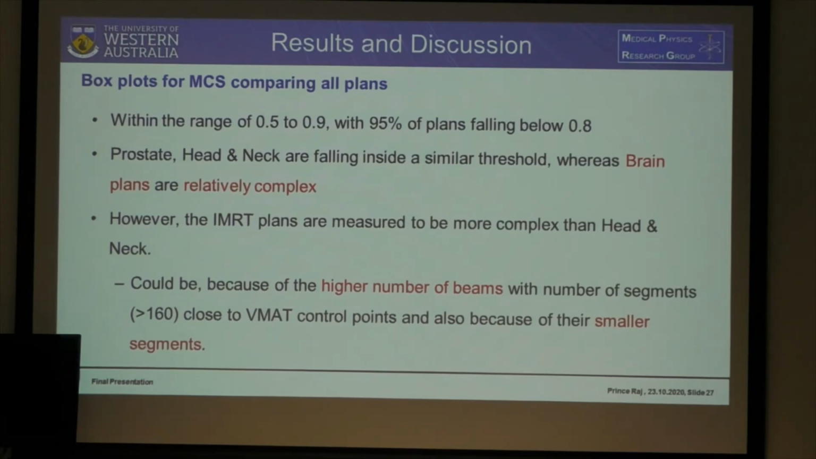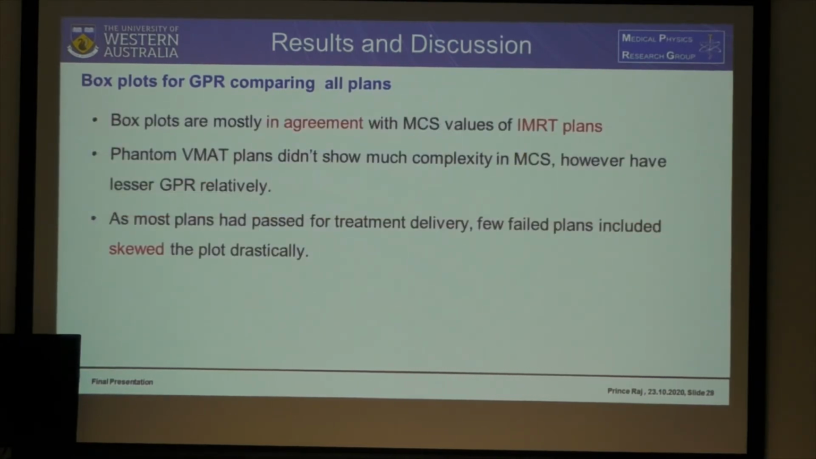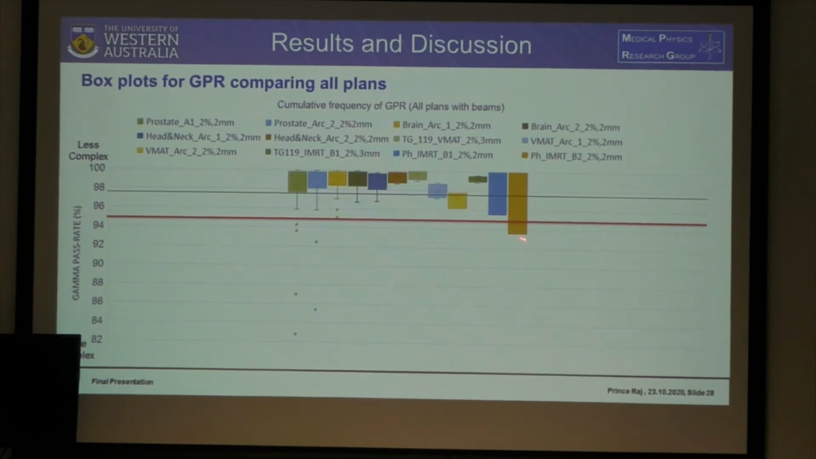However, the IMRT plans have outweighed both the head and neck and also the TG 109 VMAT plans. Probably could be due to the high number of beams and also due to the smaller segments, and it also had significantly higher monitor units as well. For gamma pass rate comparison, as we could already expect, the IMRT plans had lower pass rates compared to the other plans, and the brain plan also had a lower pass rate compared to the other plans as well.